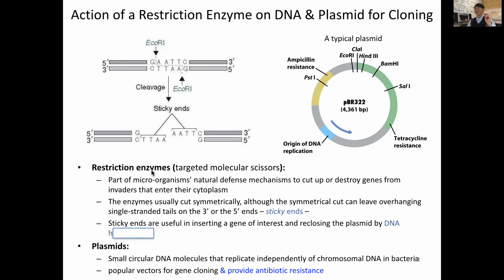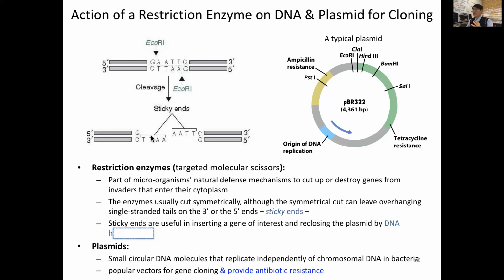These restriction enzymes are targeted molecular scissors. They come from microorganisms such as bacteria, as a natural defense mechanism to cut up or destroy genes from invaders, such as viruses that enter their cytoplasm. And these enzymes usually cut symmetrically like this, although the symmetric cut can leave overhanging single-stranded tails. So this is overhanging on either the 3' ends or 5' ends.